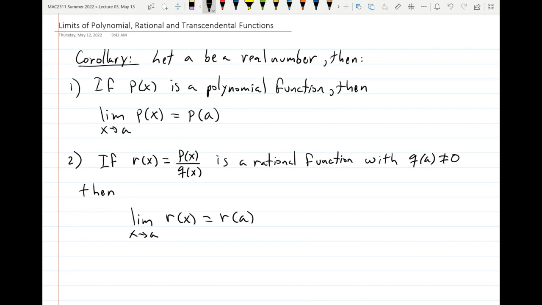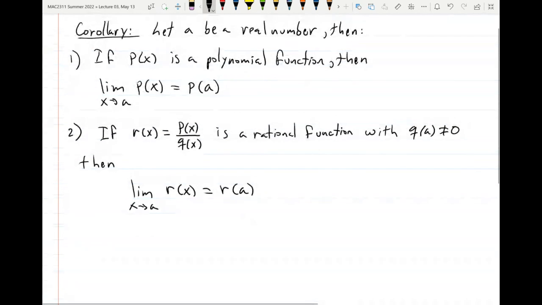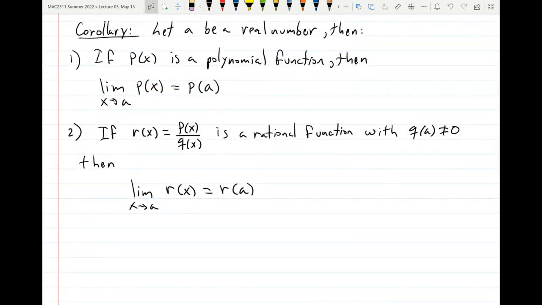Polynomials' domain is all real numbers, so you don't have to worry. You just plug in. For rational functions, the domain is not necessarily all real numbers. You always have to make sure that the bottom is not equal to 0. So just be careful if you're taking a limit at a value that makes the denominator equal to 0. In those cases, you need to do something else that we will discuss soon.